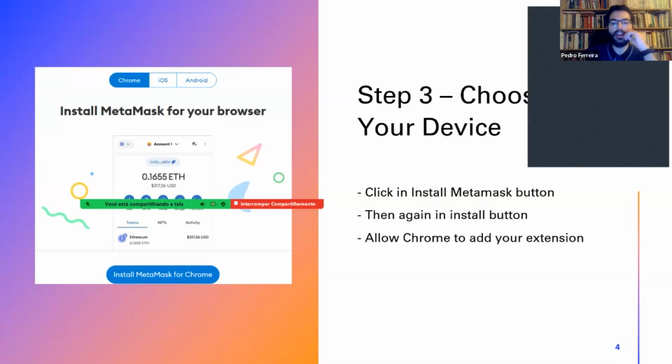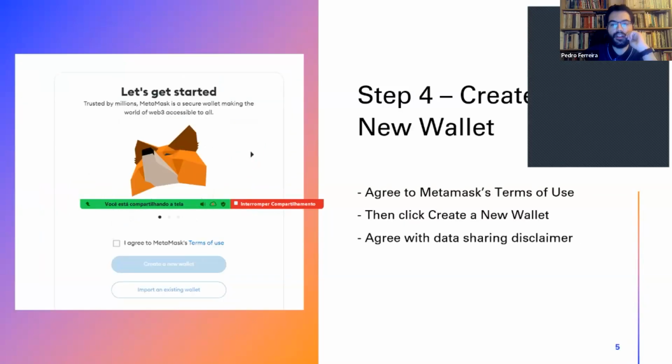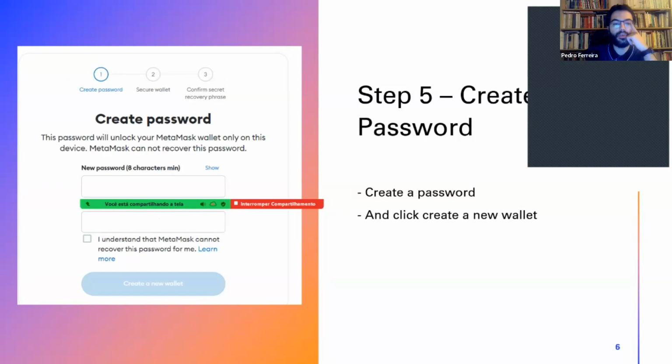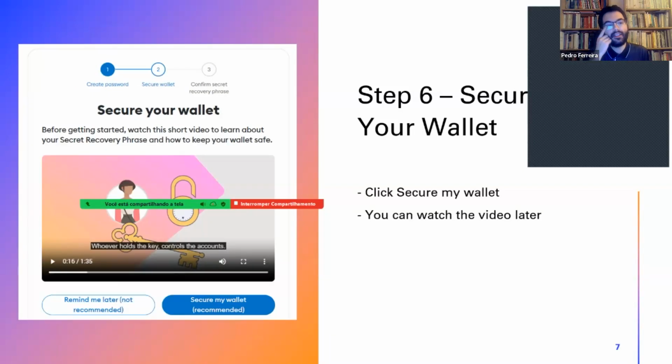Then choose your device, create a new wallet. It will ask you to set up a password. You should not share this password with anyone. Then it will show you a video that you can skip forward because you are doing this step by step.